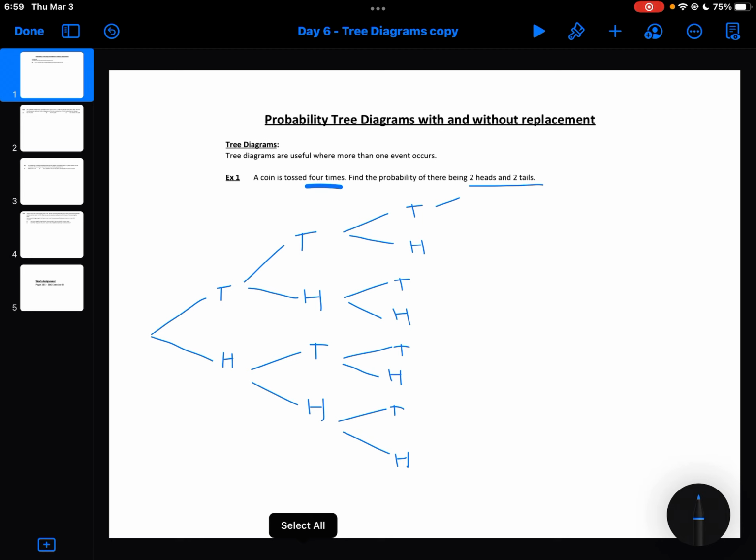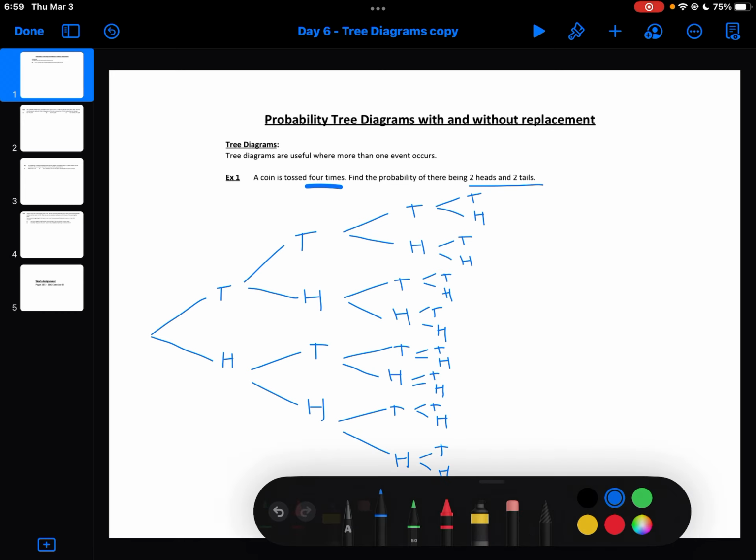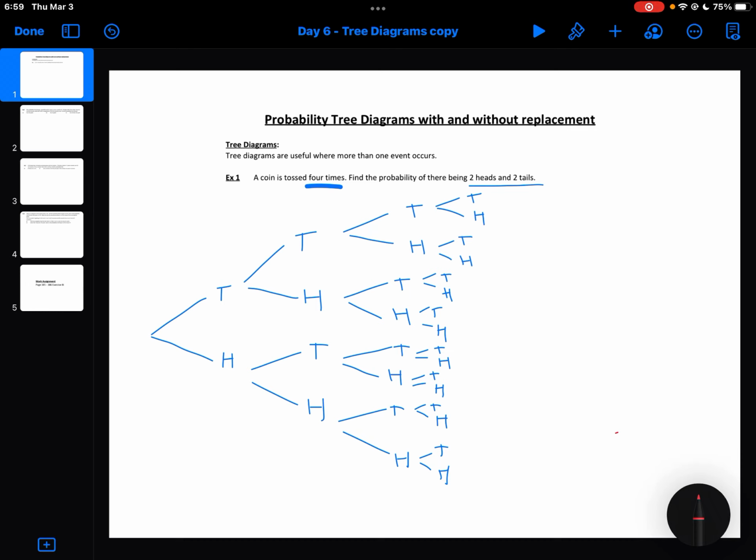So I have 1 more part to draw of my tree diagram, but my options are the same. Tails or heads, tails or heads, tails or heads, going all the way down. Tails or heads, and tails or heads. And then to list all of my possibilities, what I'm going to do is follow along the branches of the tree to get all of my pathways.